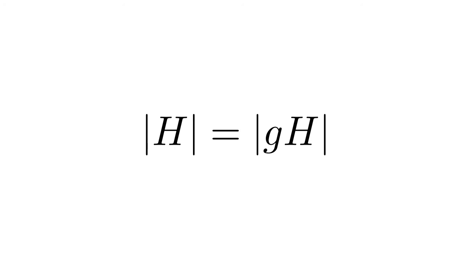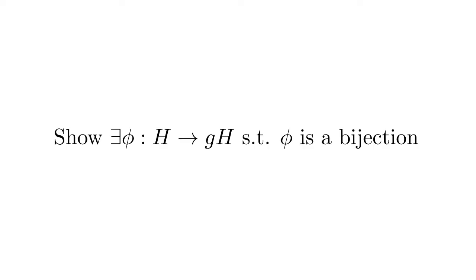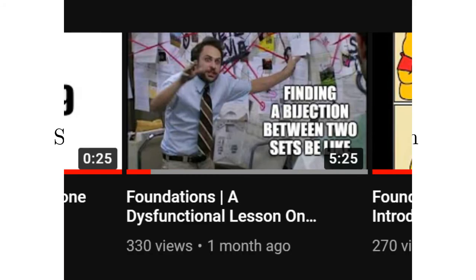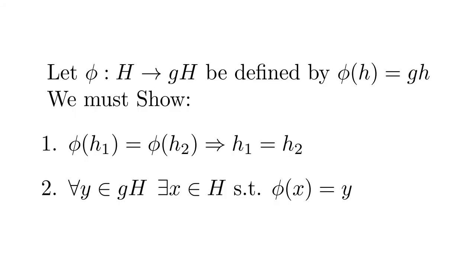Now let's move on to number 2, which is proving that each coset has the same number of elements. Another way to say this is to show that there exists a bijection between eH, which is just H, and gH for any non-identity g. Bijections are covered in episode 5 of the Foundation series, if you want a quick refresher. Let phi, or phi, doesn't really matter, from H to gH be defined by phi of h equals gh.